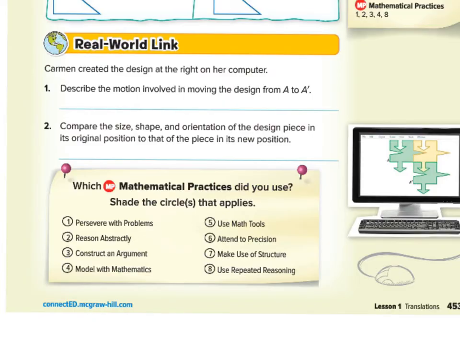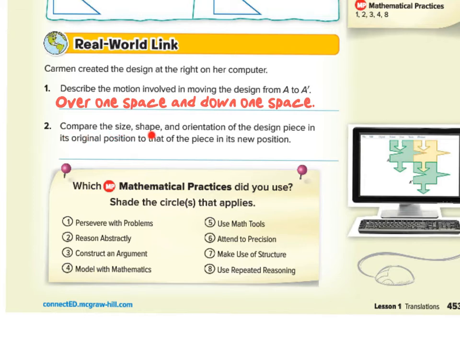Here's a real-world example. Carmen created a design at the right on her computer. You can see this design right here. We have this piece right here is just simply called A, and then A1. Okay? Describe the motion involved in moving the design from A to A1. So it looks like it went to the right and then down. So one to the right and one down. Over one space and down one space.